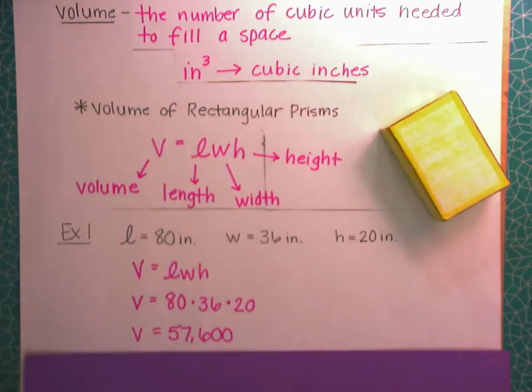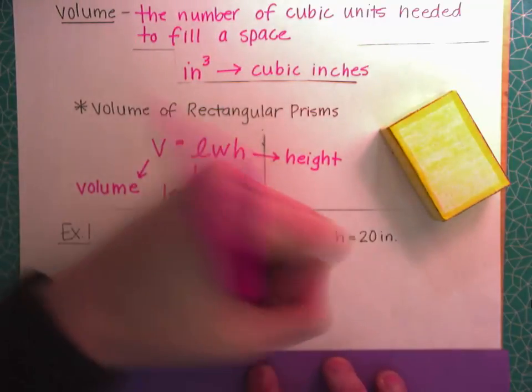Now, how am I going to write my units? 57,600 inches cubed. When we're talking about area, we would say inches squared. When we're talking about volume, we would say inches cubed.